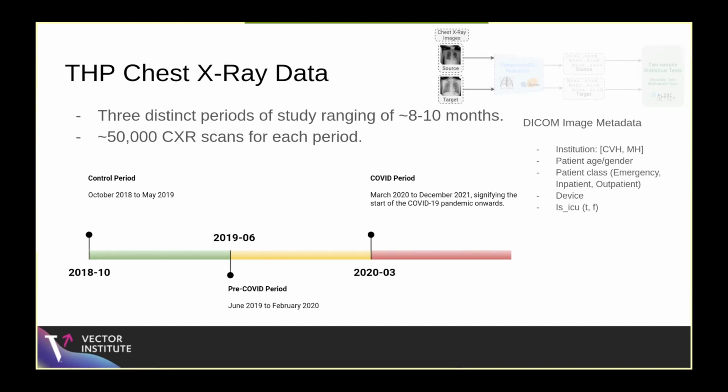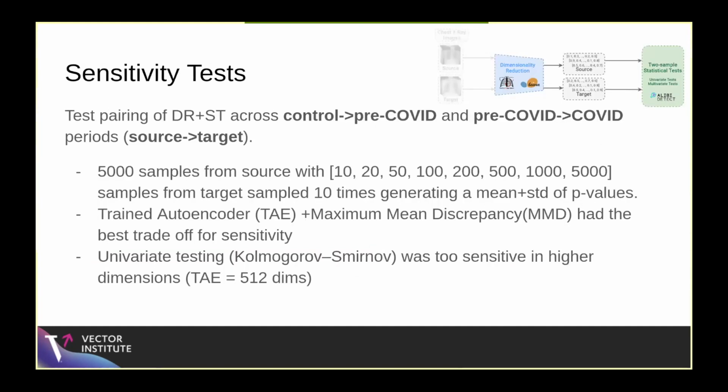So there's around 50,000 chest X-rays for each period, and due to the DICOM standard, they also have a degree of metadata associated with them, like the institution, Credit Valley Hospital or Mississauga Hospital, the patient's age, gender, whether they're emergency or inpatients, the device that was used to create the scan, as well as other attributes like whether they're in the ICU, things like that.